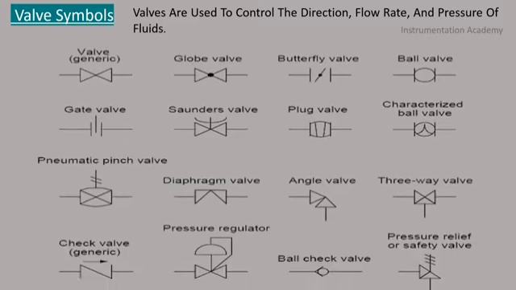Valve symbols. Valves are used to control the direction, flow rate, and pressure of fluids. This is a symbolic representation of different types of valves in a P&ID. It should be noted that globe and gate valves will often be represented by the same valve symbol. In such cases, information concerning the valve type may be conveyed by the component identification number or by the legend section of the drawing.